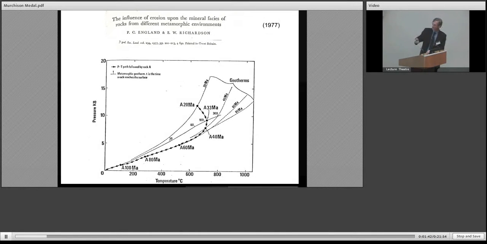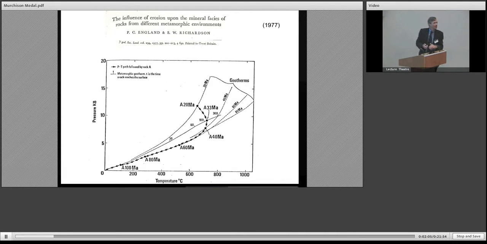Now, previously, starting with George Barrow, in fact, what we considered to be a metamorphic field gradient was this line here numbered in tens of millions of years. And the entire science was focused on what does that metamorphic geotherm mean? It was believed to be something in the crust at the time the rocks were recrystallized.